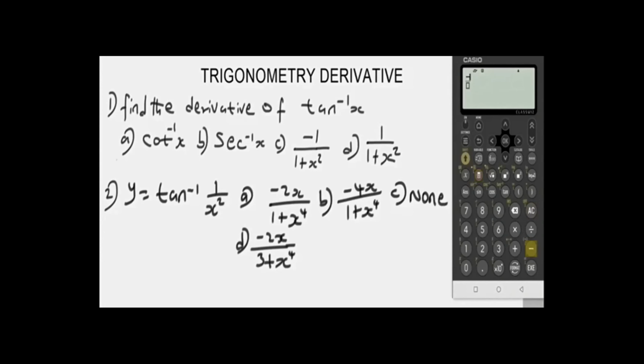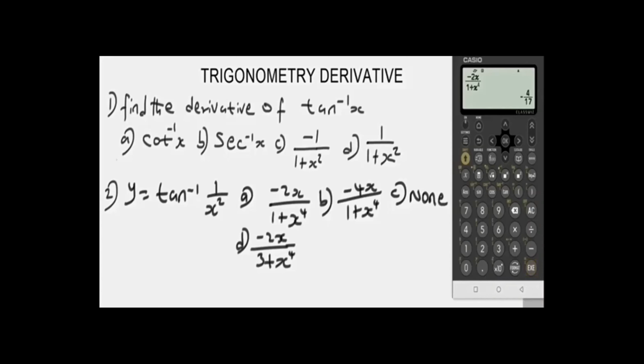We have minus 2x, shift and this button, over 1 plus x to the power 4. So that's what we have there, right guys? We are good to go. Now let's press the execute button to see the output of this. And so we have minus 4 over 17 or minus 0.23.